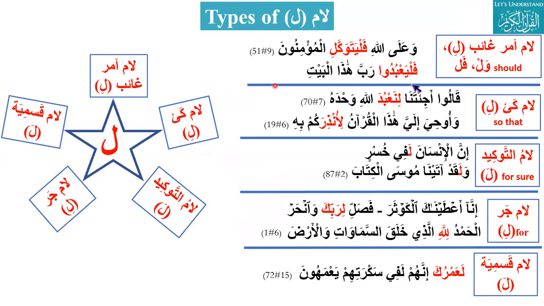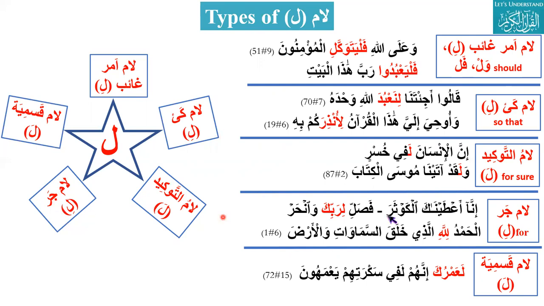Okay, and types of lam are? There are 5 types of lam. Lam amar ghaib, li, and it means should, and it comes normally in combination with wal and fal. Second is lam kai, li, it means so that. And then lam tokid, for sure, and lam jar, li, meaning for, and lam qasamiya, la.